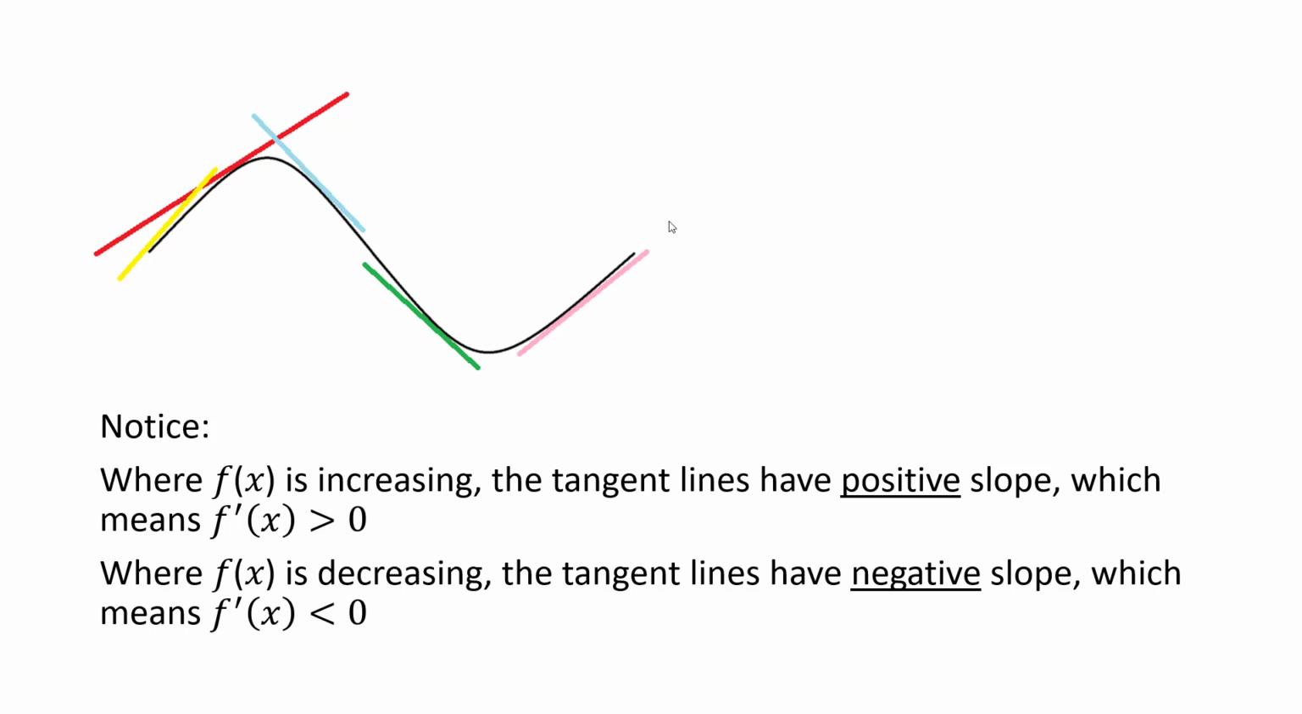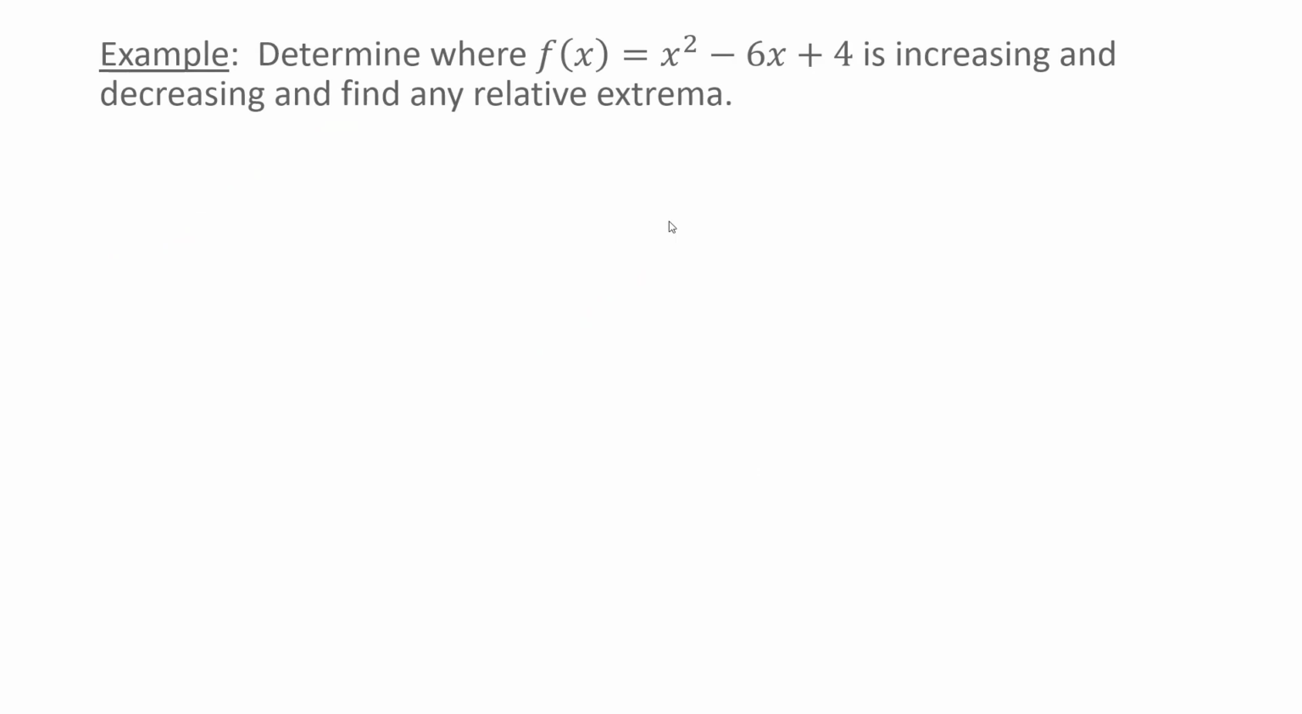So this is actually called the first derivative test. So when your derivative is positive, that tells you that your original function is increasing. And when your derivative is negative, that tells you that your original function is decreasing. So that's a very important thing to note down. So let's apply this now. Here we have a function x squared minus 6x plus 4, and I want to know, without drawing the graph, where is the function increasing, where is it decreasing, and do I have any relative extrema? Do I have a relative minimum? If so, where? Do I have a relative maximum, and if so, where?